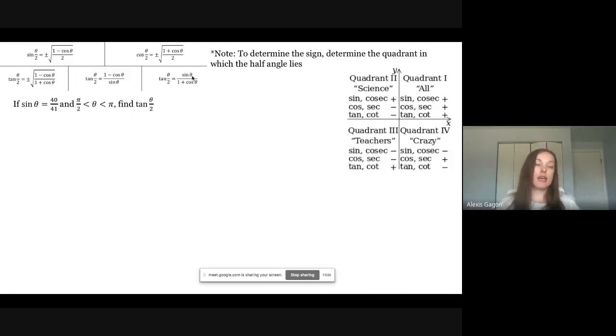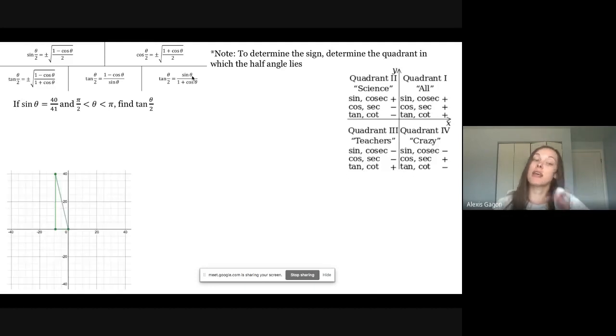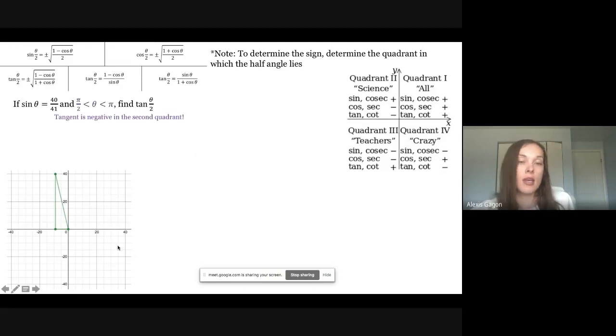Okay, this one. So sine of theta is 40 over 41, and it's between pi halves and pi. We want to find tangent of theta over 2. So that means it's in the second quadrant from this right here. And tangent is negative in the second quadrant.